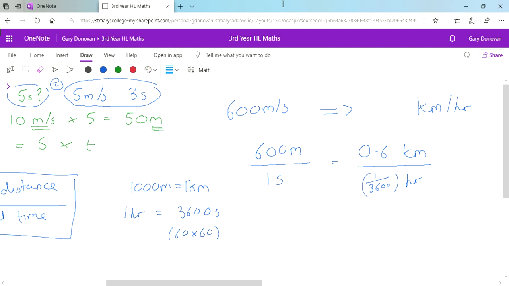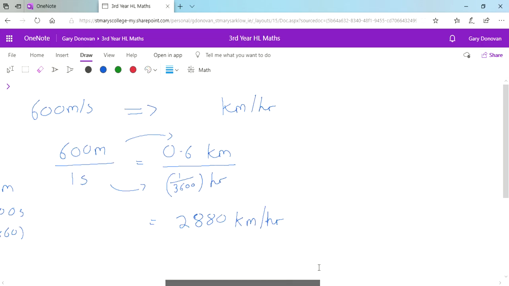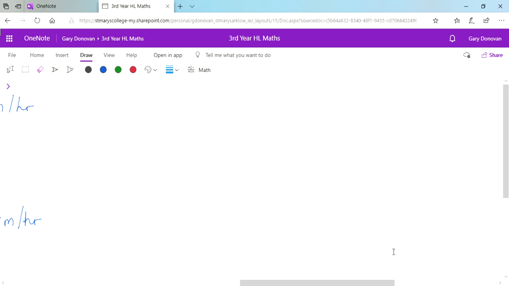Now I type that into my calculator and it will give me an answer of 2880 kilometers per hour. But I find it easier if you write it like this. Convert the meters to kilometers, the seconds to hours, and then just divide. So I'll do one more example of them going from kilometers per hour to meters per second.